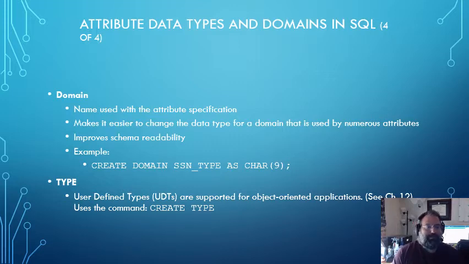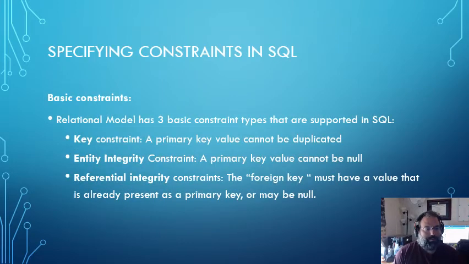A domain, as the name used with the attribute specification, makes it easier to change the data type for a domain that is used by numerous attributes. It improves schema readability. For example, create domain SSN type as char 9. It's kind of similar to a UDT. User-defined data types are supported in object-oriented applications in Chapter 12. They're used through create type.